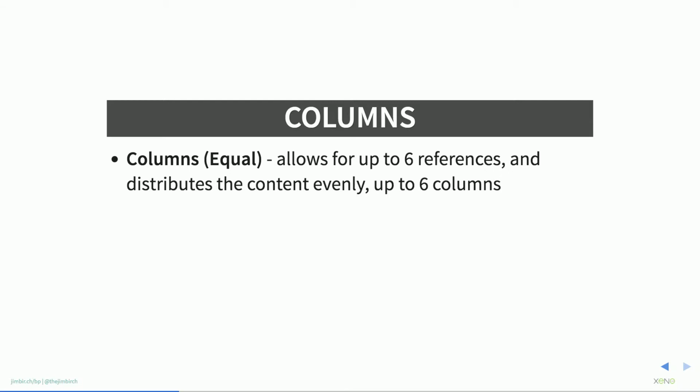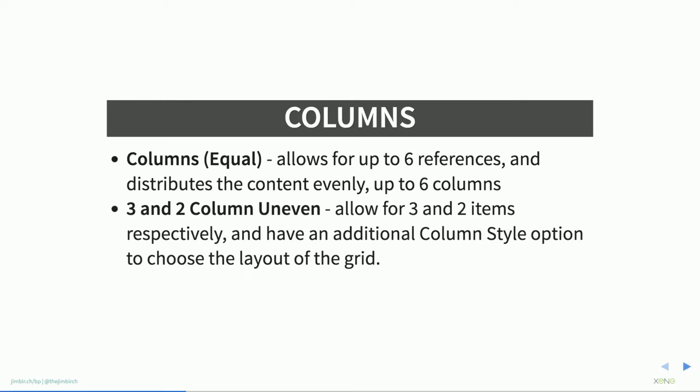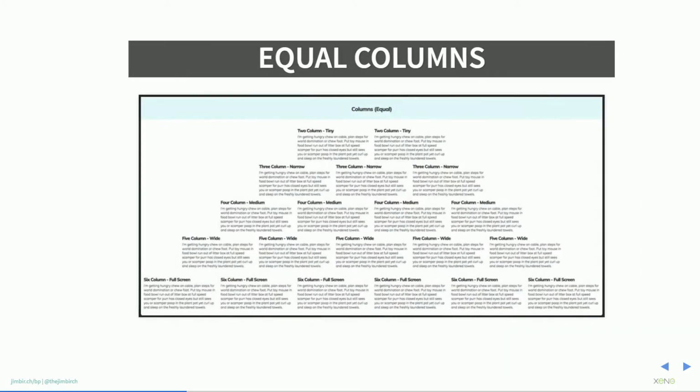So I can add a field, and I can add another field, and I can have another field. If I have 3 different simples, or a simple, an image, and a simple, they'll be distributed evenly across the screen. And then I have a 3-column uneven and a 2-column uneven. These are the same. We can drag and drop the order, but they have an additional field to add the column style. So we can have a 75%, 25%, or a 66%, 33%. And I'll show you the examples.